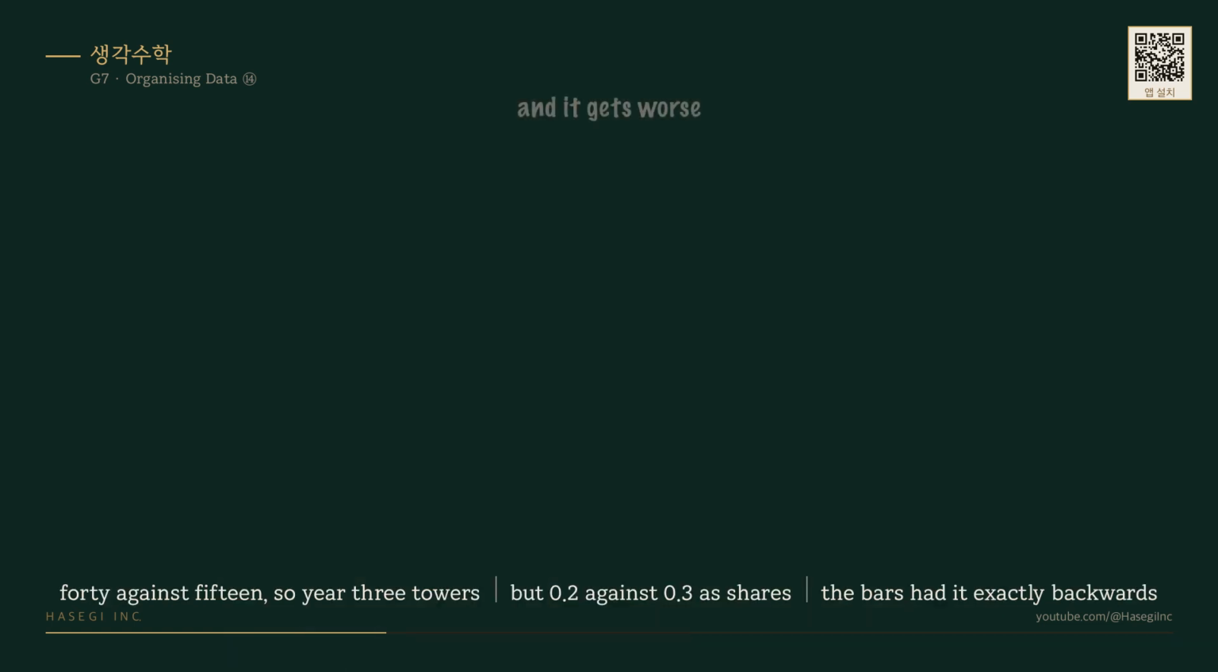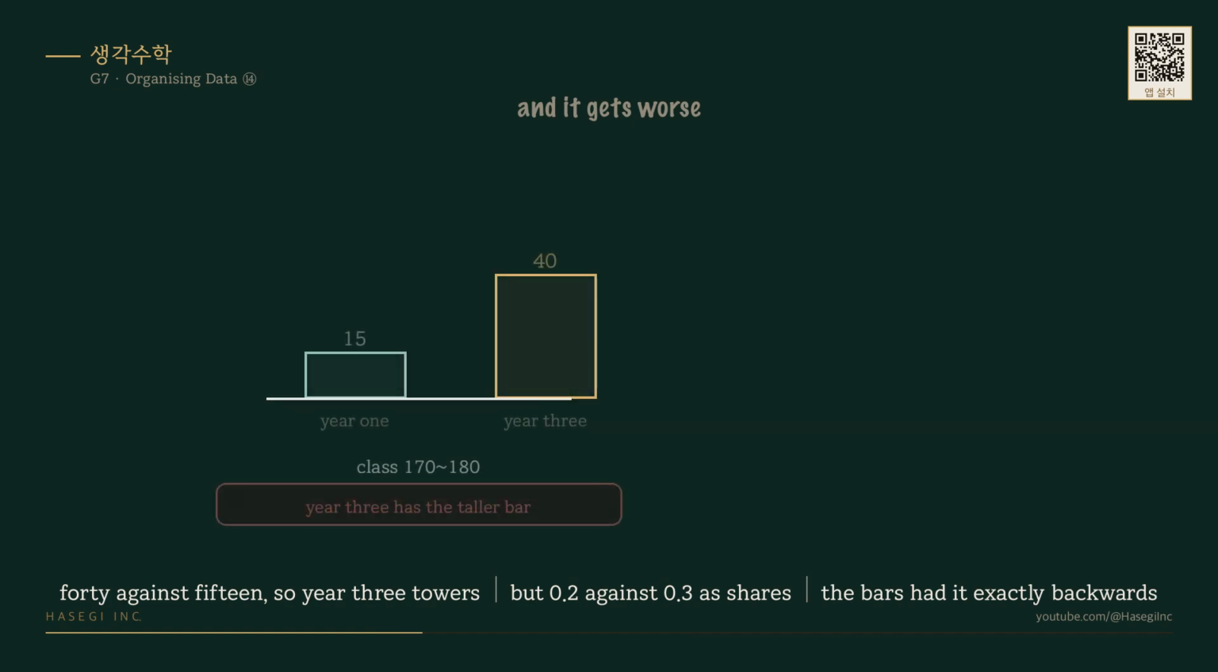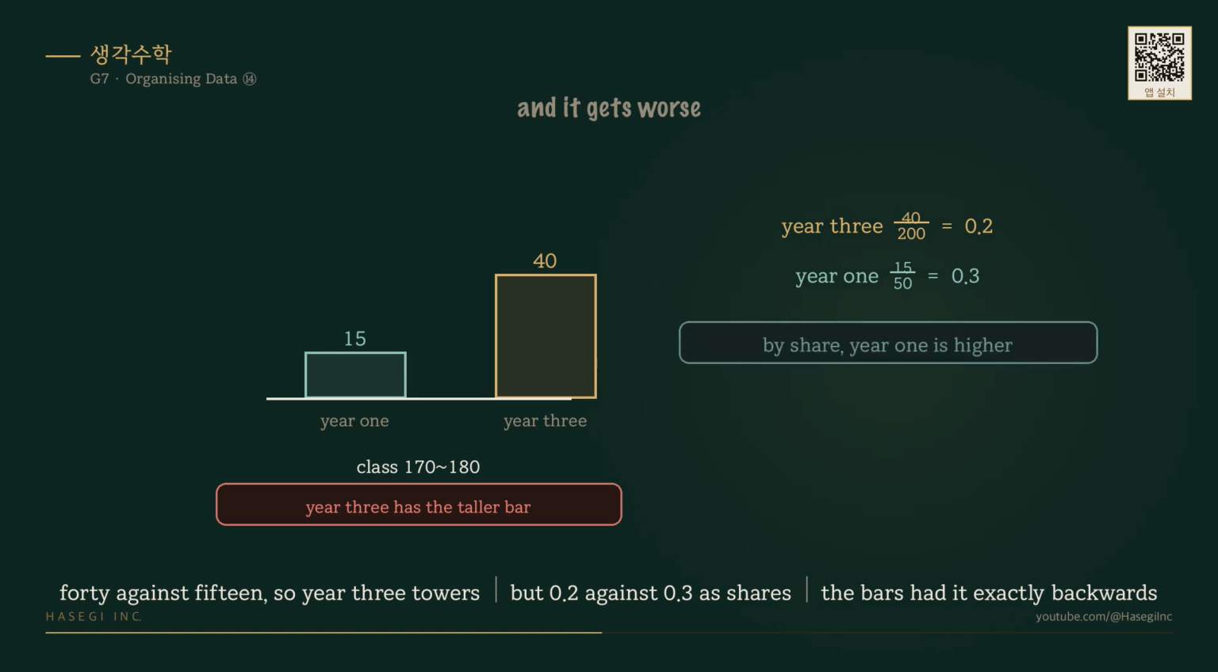Something worse can happen too. 40 students in year 3 are at least 170 tall against 15 in year 1. The bar for year 3 towers over it. But as a share, year 3 is 40 out of 200, that is 0.2, and year 1 is 15 out of 50, that is 0.3. Year 1 is ahead. The bars had it exactly backwards.